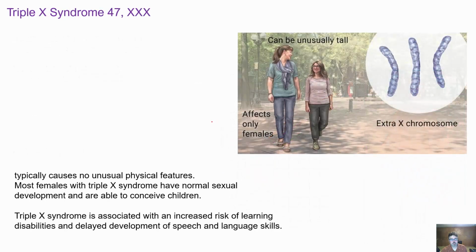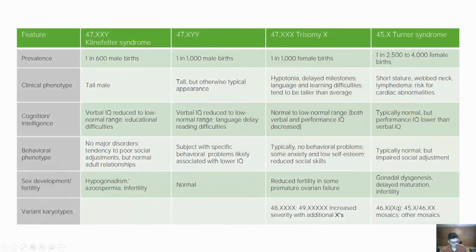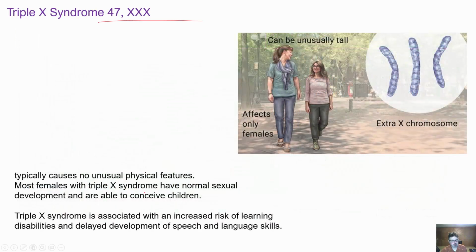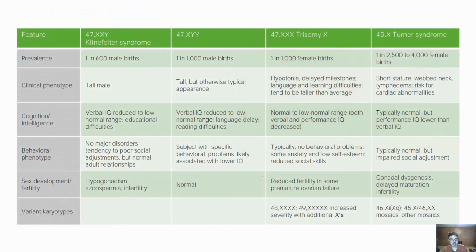all part of Turner syndrome. Here we can see the XXX syndrome, triple X, 47 triple X, and this will typically cause no unusual physical characteristics. Most females will have normal sexual development, and they are able to conceive children typically just fine. So you might have an unusually tall female, but some of these are thought to have a small increased risk, but not necessarily a consequence, just maybe a risk of developmental delays, disabilities of speech and language. But I'm not for sure how well established that is. So it's an increased risk, if anything.